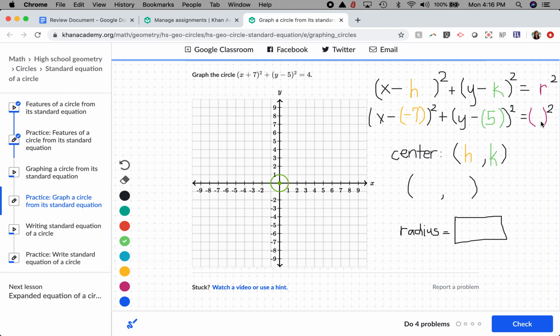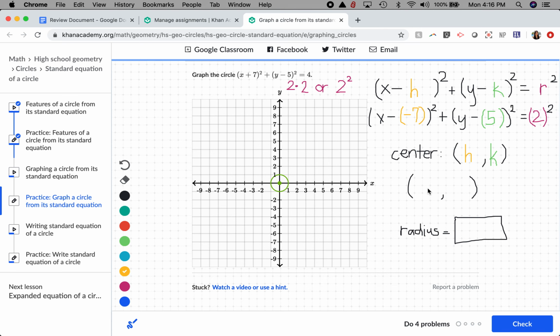Now looking at r, we have to look at the constant on the right side of my equal sign. We are lucky in this case because 4 is actually a perfect square. 4 is simply 2 times 2, or 2 squared. And this base actually represents our radius. So let's fill in our center and radius so we can graph the circle.